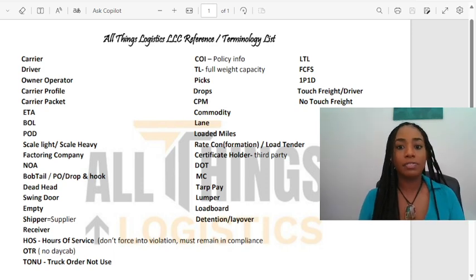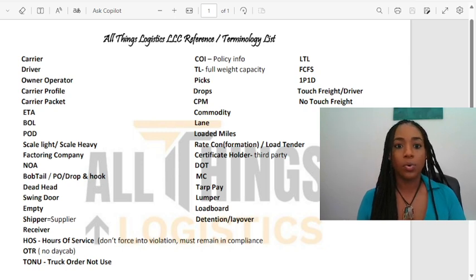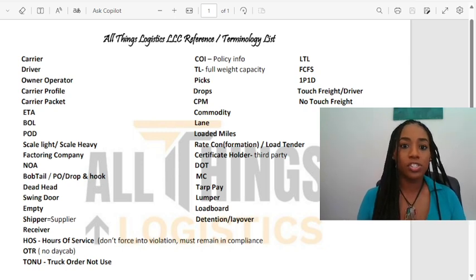You're going to do that often, and you have to be able to catch it as the dispatcher. Next, we have certificate holder. Now, that goes with the COI. The certificate holder is a third party that gets added to the carrier's insurance policy while they are under the load. Now, you will have to add the certificate holder, which is what I talked about as far as contacting the insurance company to get it done.